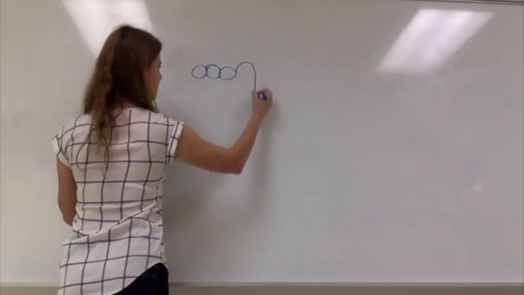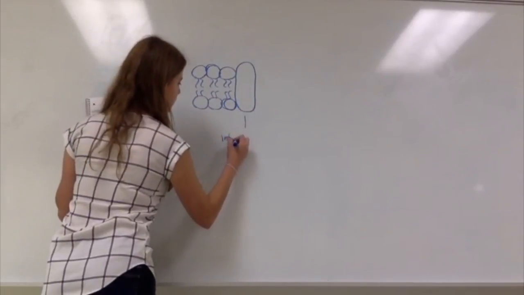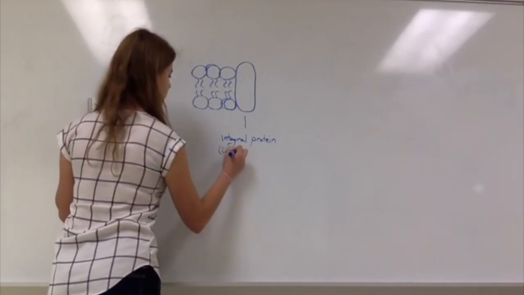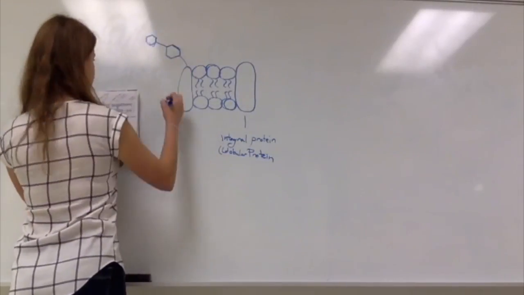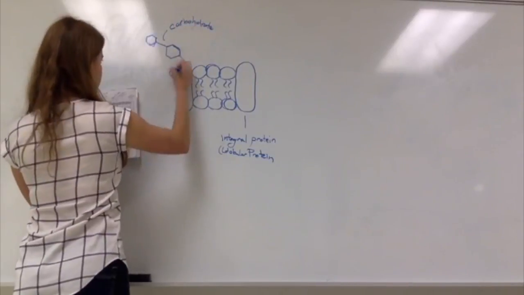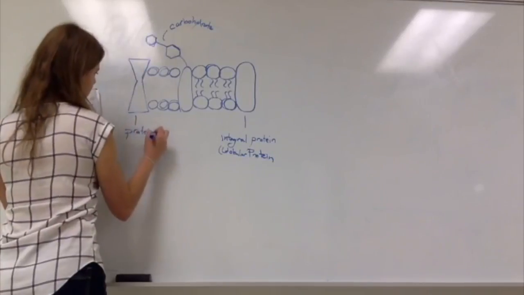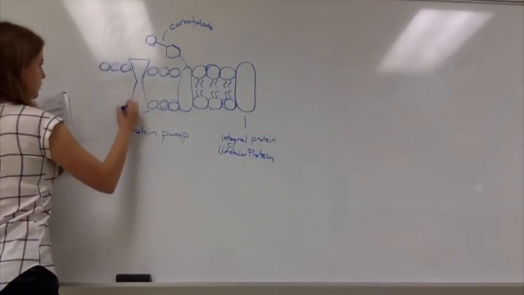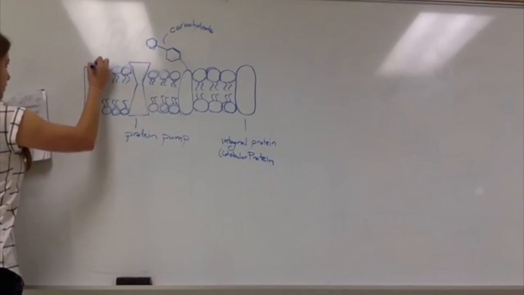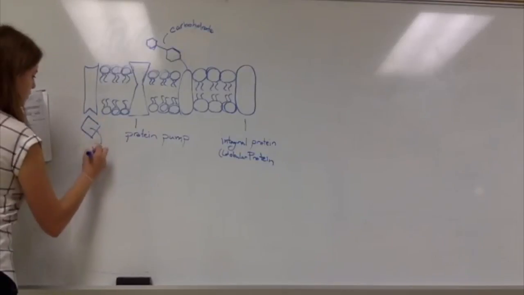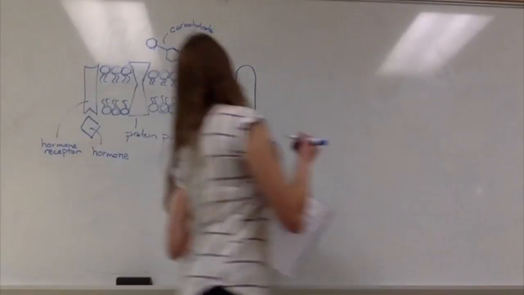We have our original drawing starting with the hydrophilic heads and the hydrophobic tails. This is an example of an integral protein in the cell membrane. We then have a carbohydrate chain, protein pump, this is an example of a hormone and a hormone receptor, which can be either integral or peripheral to the cell membrane.